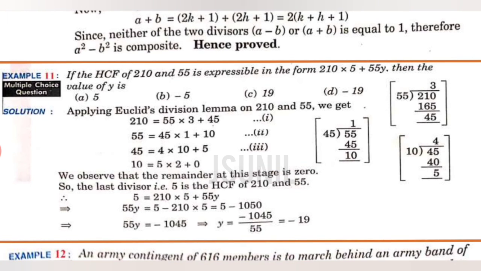Find the HCF of 210 and 55 and express it as 210 into 5 plus 55y and then find the value of y. On using Euclid's division lemma, we get the HCF of 210 and 55 as 5. Now we go on proceeding from 5. We get the value 210 into 5 plus 55y. Now we put 55y is equal to 5 minus 210 into 5. On solving, we get the value 19.